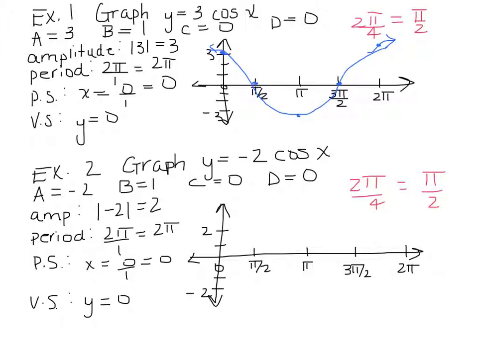Here's the difference. A is negative, so now you start at your min, 0, max, 0, min. So you're going to see that this wave has been reflected over the x-axis. And that represents one period.